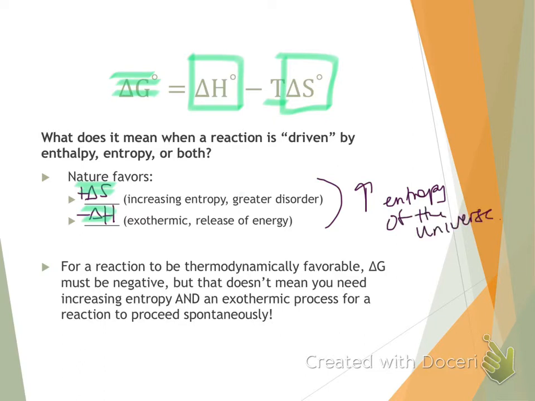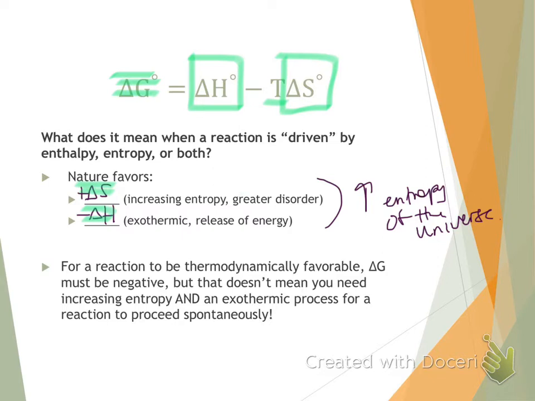The positive delta S means our system or our reaction is getting greater disorder, and the negative delta H releases that energy to the surroundings. If our surroundings gain energy, they are gaining entropy as well with that temperature increase.